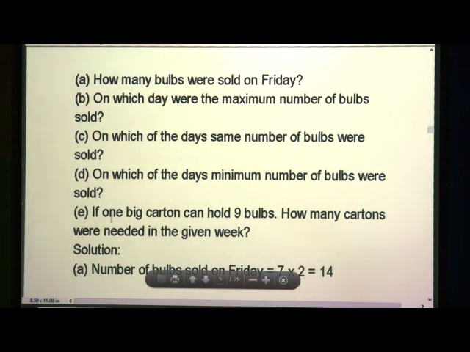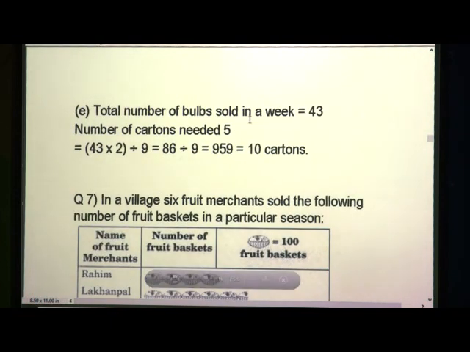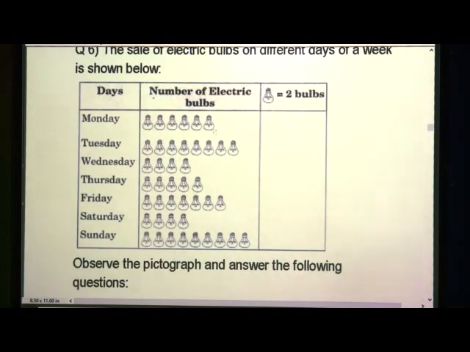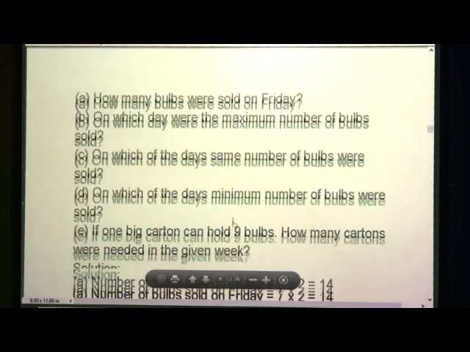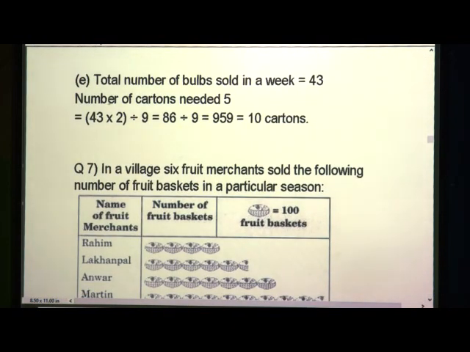Then last, if one big carton can hold 9 bulbs, how many cartons were needed in the given week? Now we need to find the total number of bulbs sold in a week. This is a week that starts from Monday to Sunday, and in this total week how many bulbs were sold? 43 bulbs were sold, so 43 multiplied by 2 means 86 bulbs in total were sold in a week.